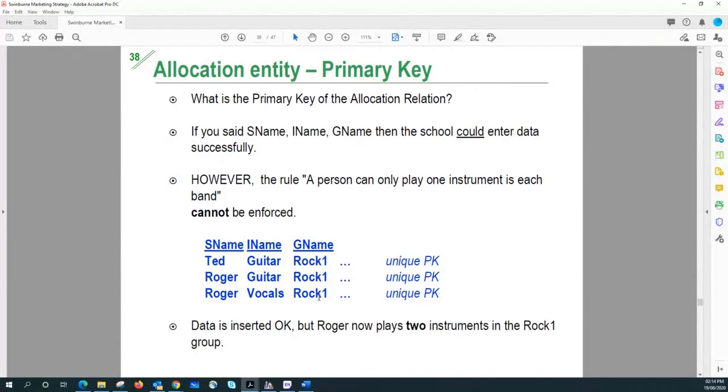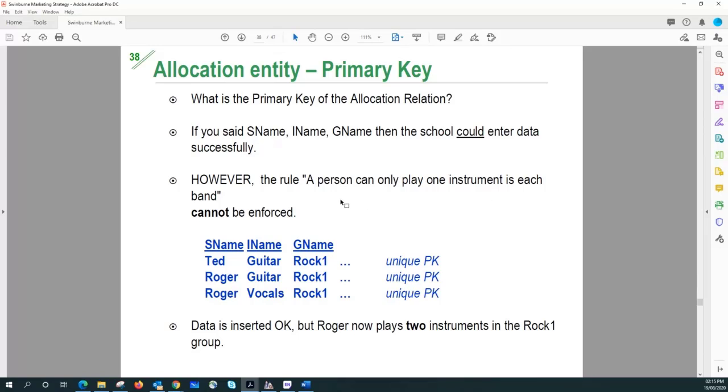Now remember the business rule set up by the principal. He or she doesn't want anyone to dominate any musical group, right? It says a person can only play one instrument in each of the bands, right? So in this case, we cannot enforce that business rule if I take all three columns as the primary key. Student name, instrument name, group name is obviously okay in terms of technicality, because it's a unique primary key. So how are you going to overcome that?